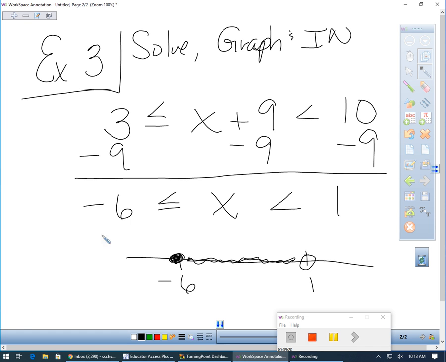Okay? So this first one, technically, if we were to read this correctly, this says x is greater than or equal to negative 6. That's why it goes that way, right? This one is x is less than 1. That's why it goes that way. How are we doing? Easy? We're liking it so far? Okay. Well, then let's continue on.